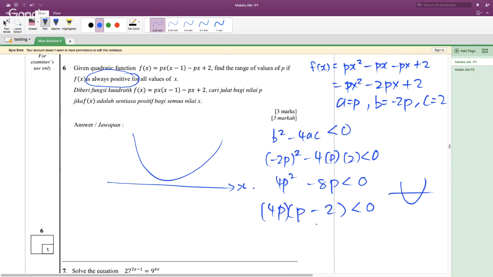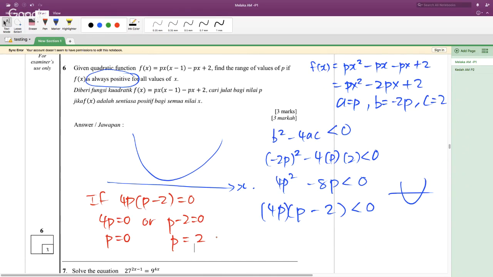Basically, if the whole thing equals 0, just assume it equals 0. So we know 4p equals 0 or p minus 2 equals 0. So we get p equals 0 here and p equals 2 here. So in this case, I know I will have from 0 to 2, because this is less than, right? So I know p should be between 0 and 2. All right.